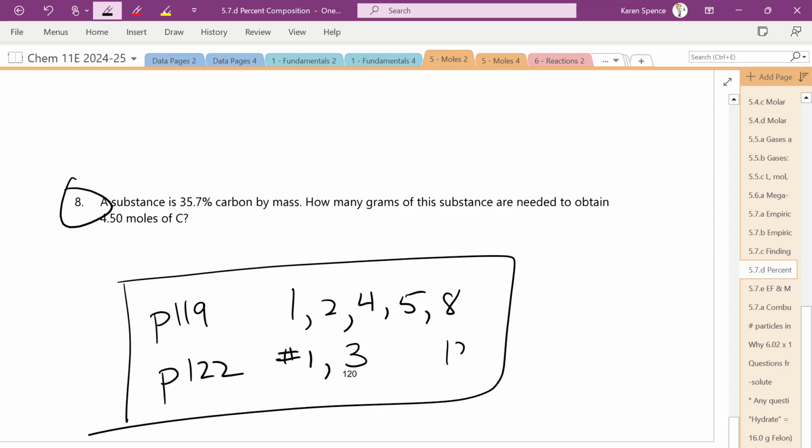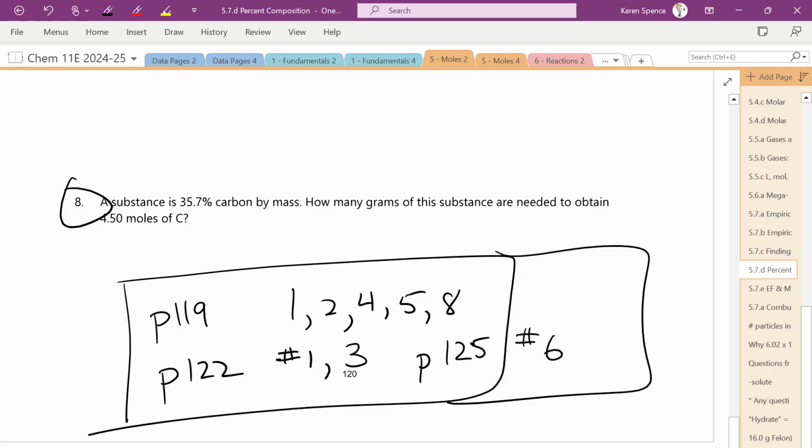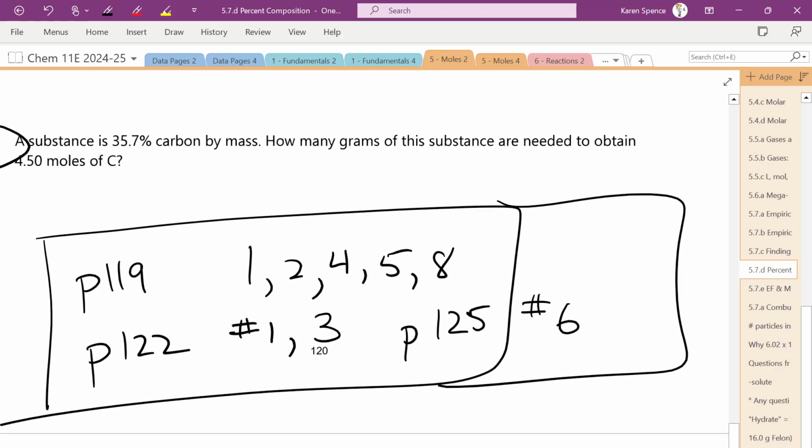I'm adding 125, number 6. There we go. There you go. Or you can just do whatever smattering of questions from that area that you want to. Okay?